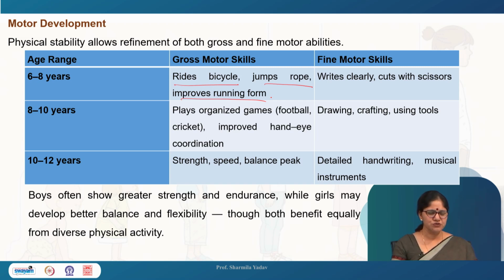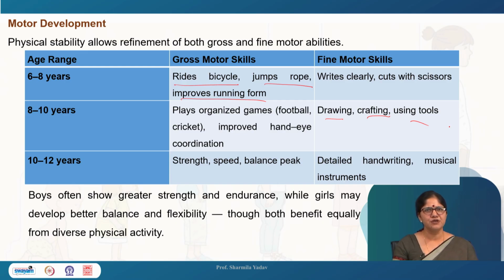8 to 10 years old, the child plays organized games, football, cricket, and eye-hand coordination is now improved. Fine motor skills during 8 to 10 years involve drawing, crafting, and using tools. 10 to 12 years age range, gross motor skills involve strength, speed, and balance at their peak. Fine motor skills involve detailed handwriting and playing musical instruments.